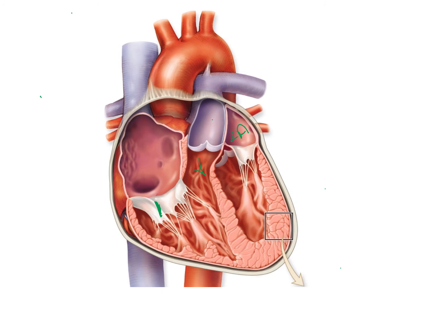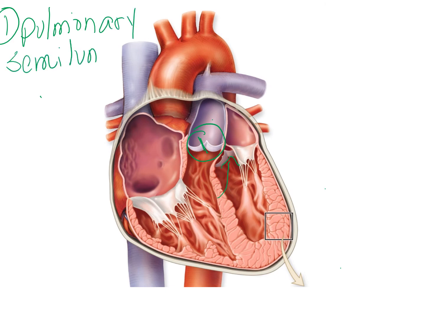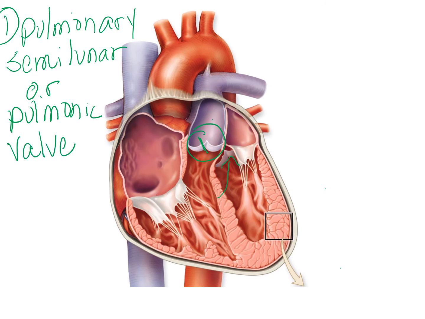And those are the semi-lunar valves. So here's one, and then up in here's the other one. This one, I numbered it 1, is the pulmonary semilunar, or you also can say pulmonic valve. And it is between this right ventricle and the pulmonary trunk.